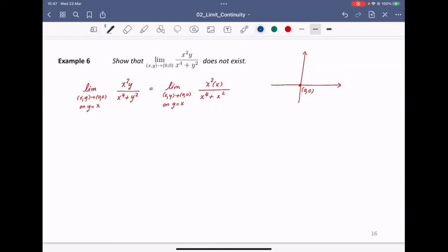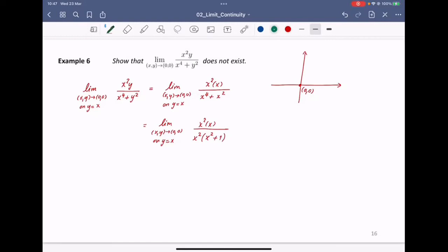So on the top, you're going to get x cubed. Let's think about that on the bottom. This sounds reasonable. Let's see if you can do it. The limit as (x,y) go to (0,0) on y equal to x, and then you're going to have x cubed over x to the fourth power plus x squared. You can pull out x squared, right? So I have x squared times x on the top. The bottom, you pull out x squared, so you can cancel out. You get x over x squared plus 1.